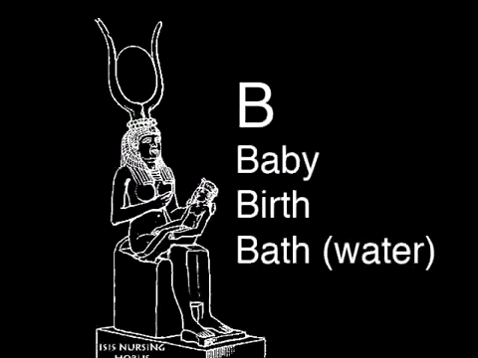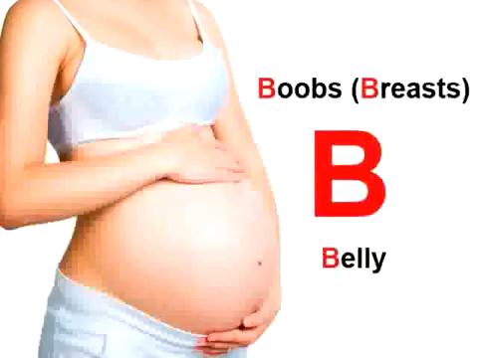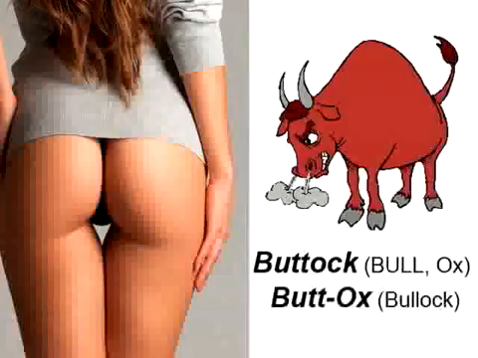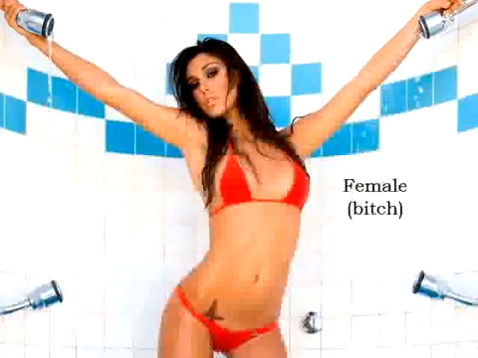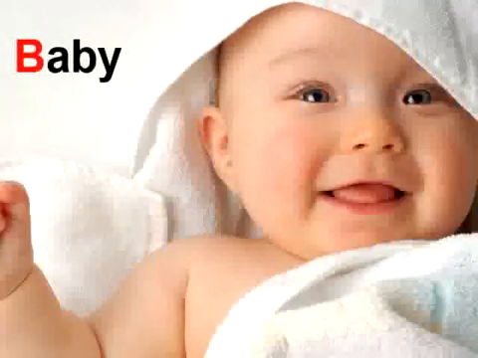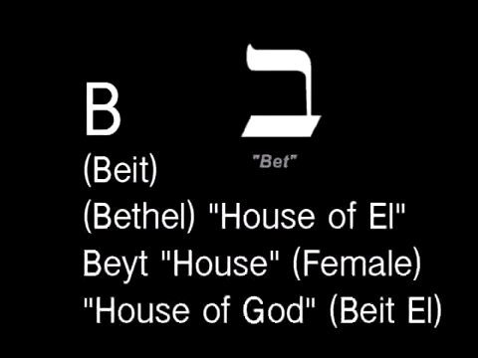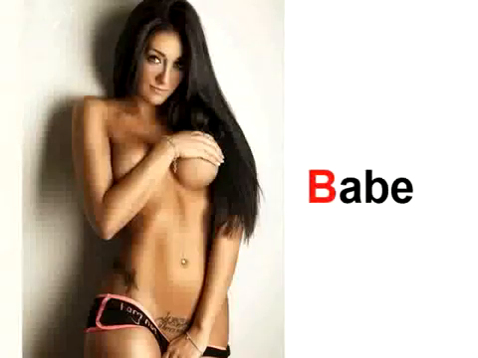And of course, all the B words that are related to the female: the baby, birth, boobs, breasts, the belly, and of course, the butt, or the buttocks. And let's not forget the female bitch. And of course, I could go on and on about how the letter B, or the Bet, the house of the goddess, is related to the sexy babe.